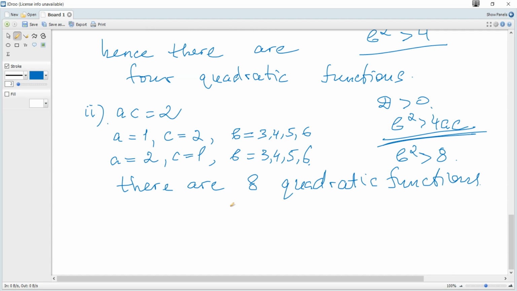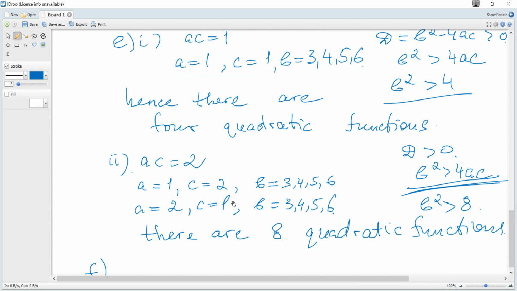Next, let P be the probability of the graph of such a randomly generated quadratic function having two distinct x-intercepts. Using the approach started in part E, or otherwise, find the value of P. 6 marks. So what does it mean?